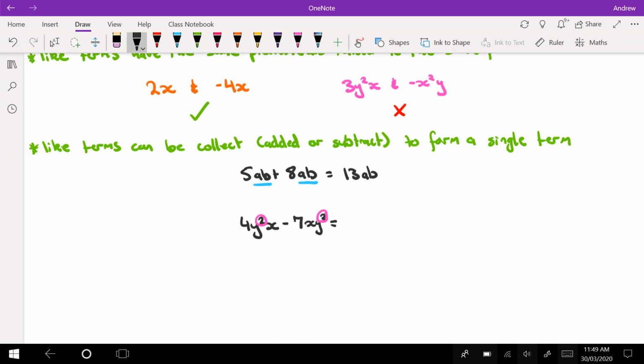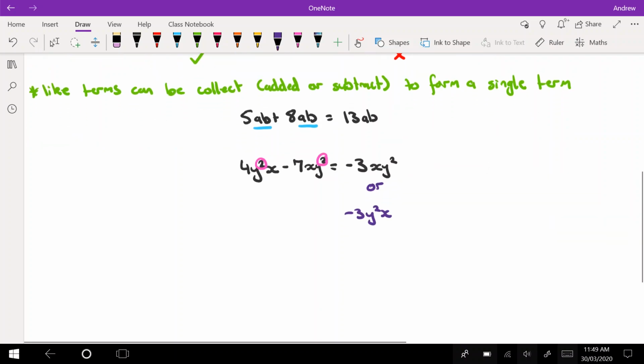So 4 lots of y squared x, take away 7 lots of xy squared, is negative 3xy squared. It doesn't matter how you write it in this final answer. This could be written as negative 3y squared x. You can swap them around. That doesn't matter. The answer does not change because they're like terms.